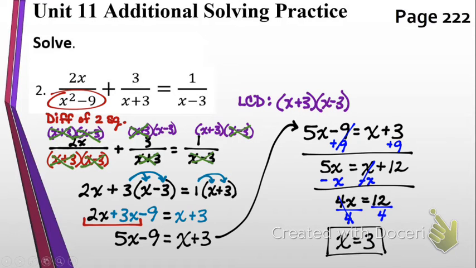Am I done? What are we checking? Yep, make sure your denominator does not equal 0. So we had x squared minus 9 and 2x plus 3.